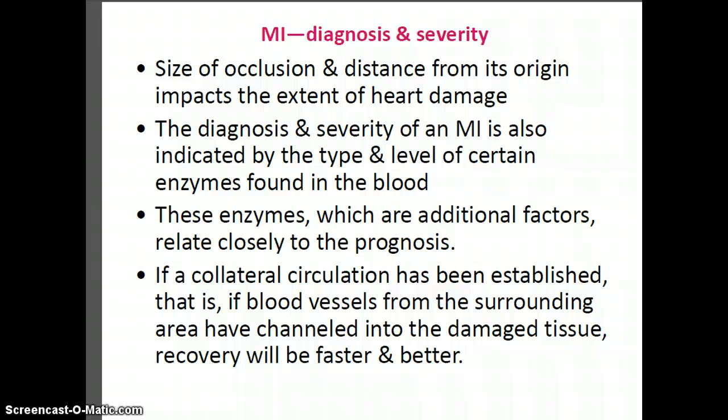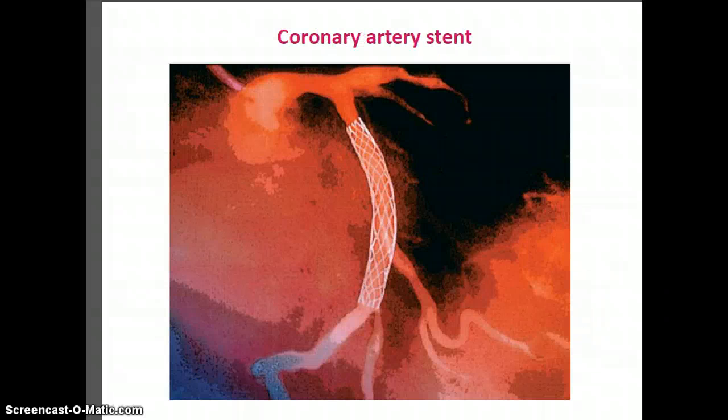Diagnosis and severity of a myocardial infarction is indicated by the type and level of certain enzymes found in the blood. And these are troponin and tropomyosin. These enzymes indicate, if they are elevated, that a person has in fact suffered from a myocardial infarction of some degree, because it indicates damage to the muscle fibers of the heart muscle, of cardiac muscle itself.